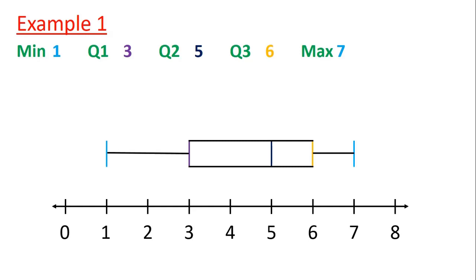So let's have a look. Can you see in the middle I've got a box there, and it's got quartile 1 and quartile 2 and quartile 3, and then on the edges I've got my whiskers of my minimum of 1 and my maximum of 7, hence a box and whisker plot.